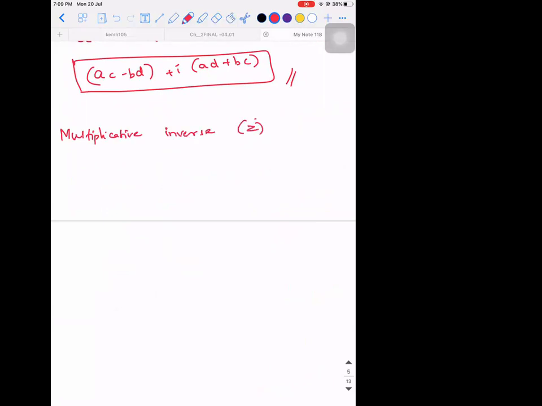So multiplicative inverse is written as Z inverse. If Z is equal to A plus iB, then Z inverse is given as 1 by Z. Correct? So what is 1 by Z equal to? 1 by A plus iB.